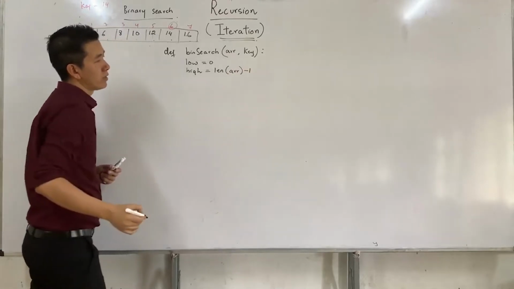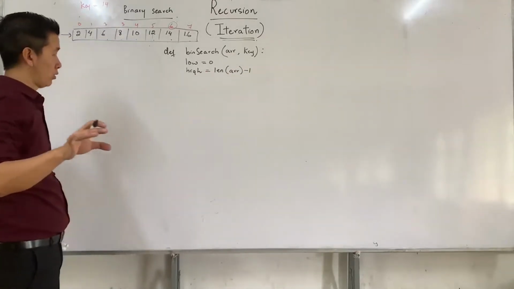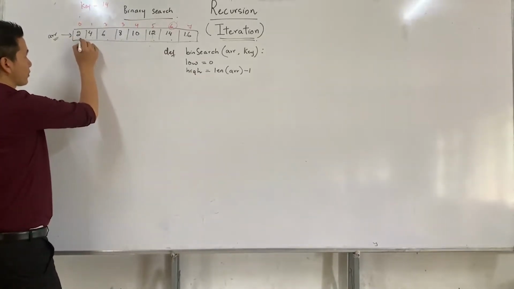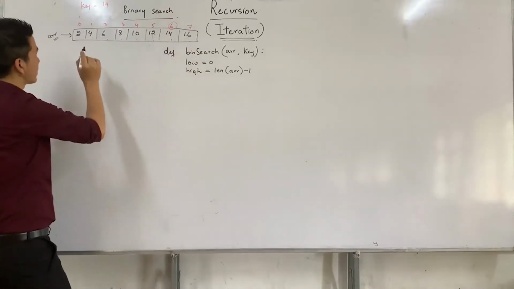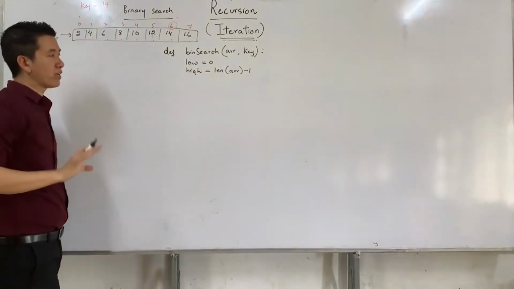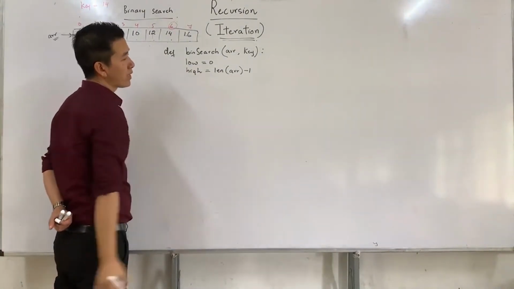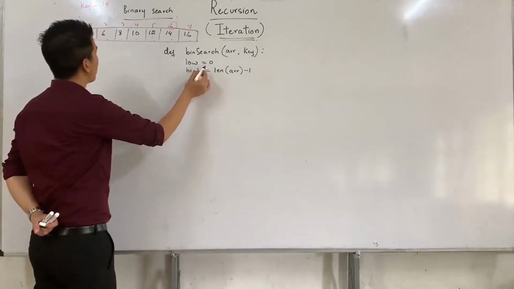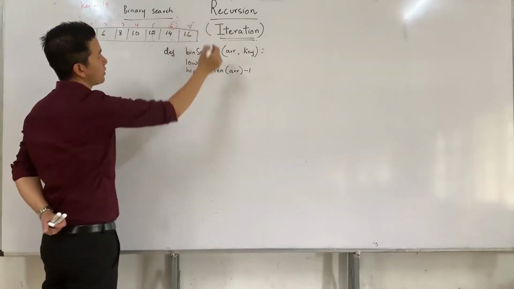The length always starts counting from 1. So the length of ARR will be like this: 1, 2, 3, 4, 5, 6, 7, 8. The index always starts from 0, so don't be confused between the two. The length of ARR being 8, minus 1 is 7. So you have the value of low as 0 and the value of high as 7.